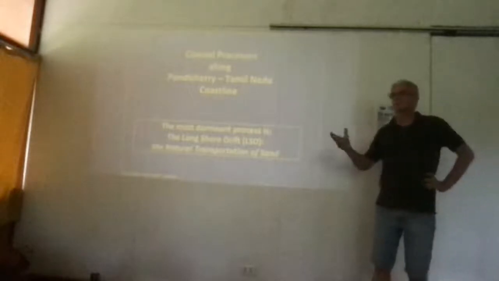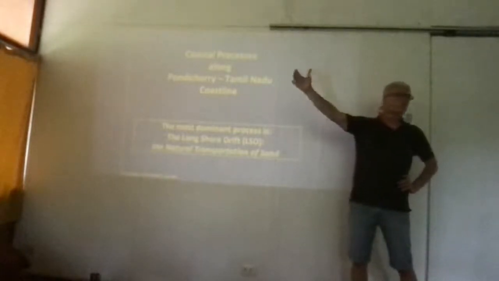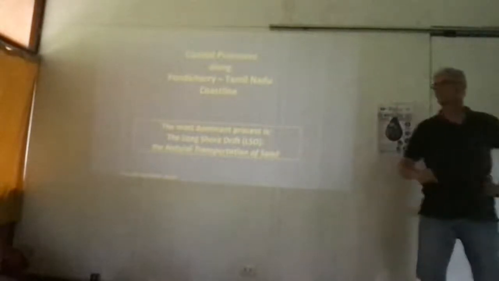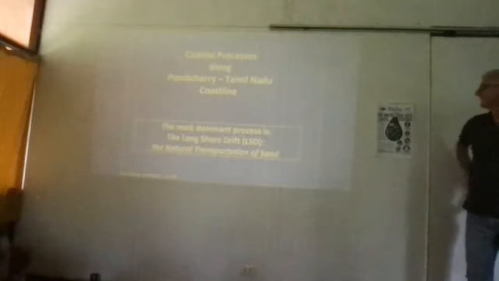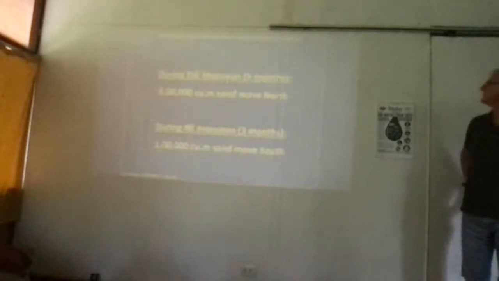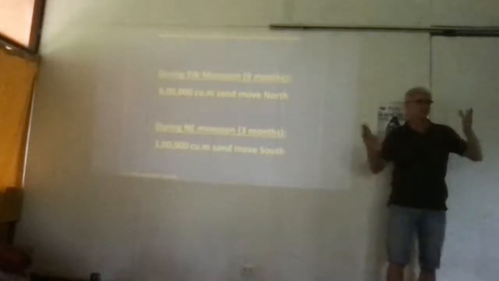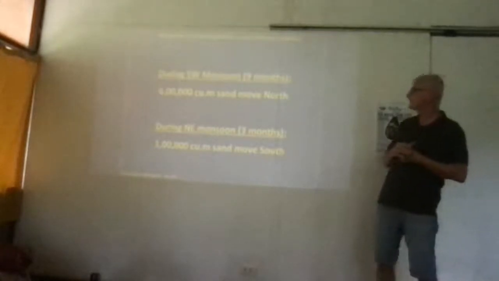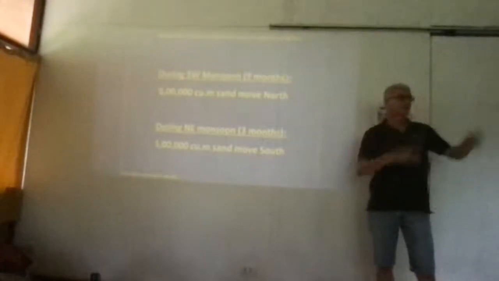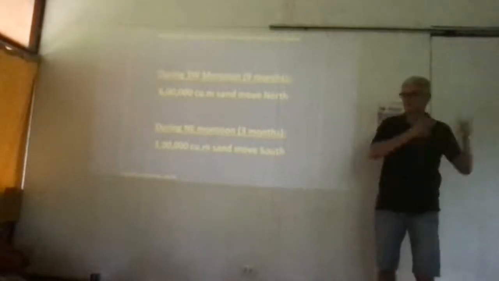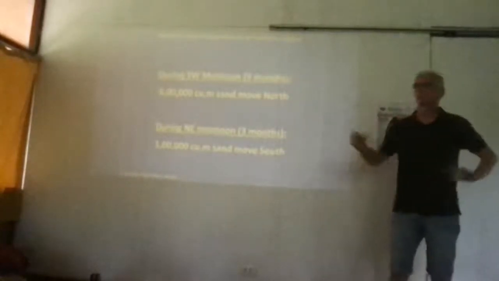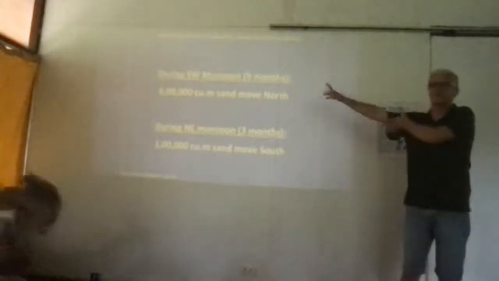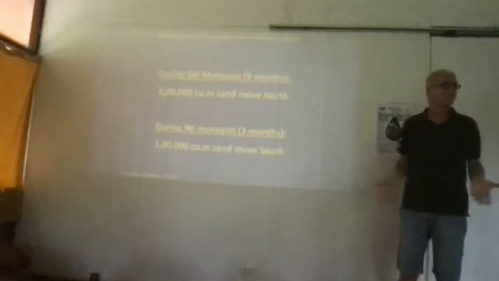So as we discussed, the most dominant phenomenon here is this longshore drift, also abbreviated as LSD, not to be confused with other things. Next slide. And the amounts of sand that are actually moving are quite large. It's about 500,000 cubic meters of sand moving northwards, and about 1 lakh cubic meters of sand moving southwards. So there's a disparity. There's more sand moving northwards, less sand moving southwards. Forget the numbers. All you need to understand is that there's a large amount of sand.